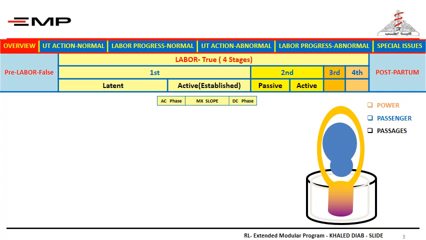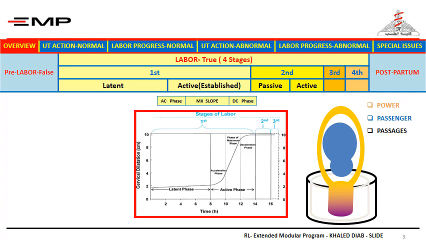The 3 main P's which affect labor progress are power, passenger, and passages. Furthermore, a clear understanding of the classic labor curve of Friedman, showing the sigmoid curve of cervical dilatation, is essential before hearing this presentation. Lastly, it is very important that the student should be able to differentiate between false and true labor and between latent and active first stage of labor.